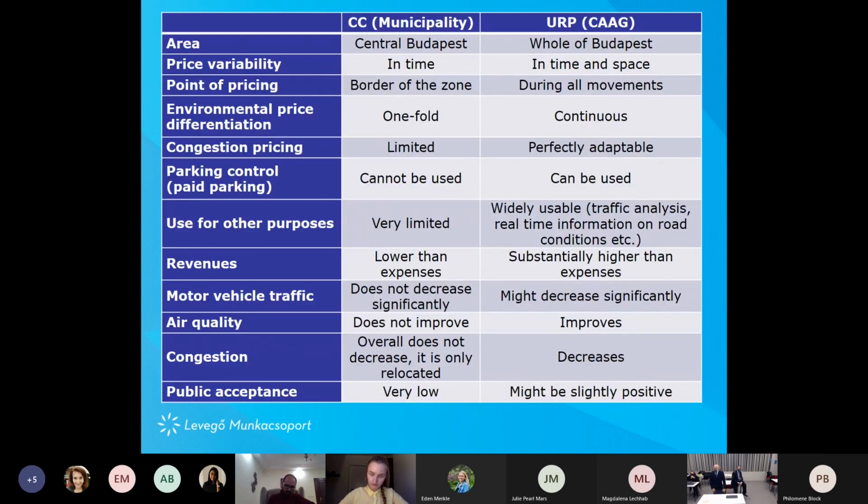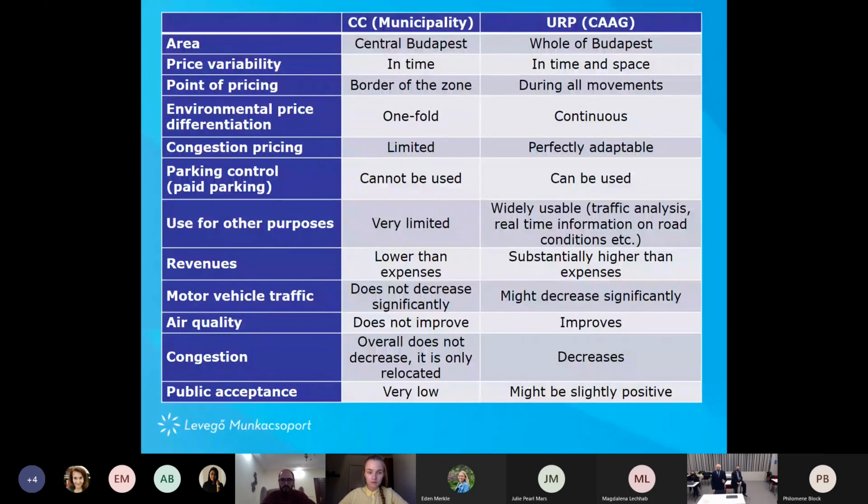So here I have a comparison of the London type congestion charge and the urban road pricing, which is proposed by us.